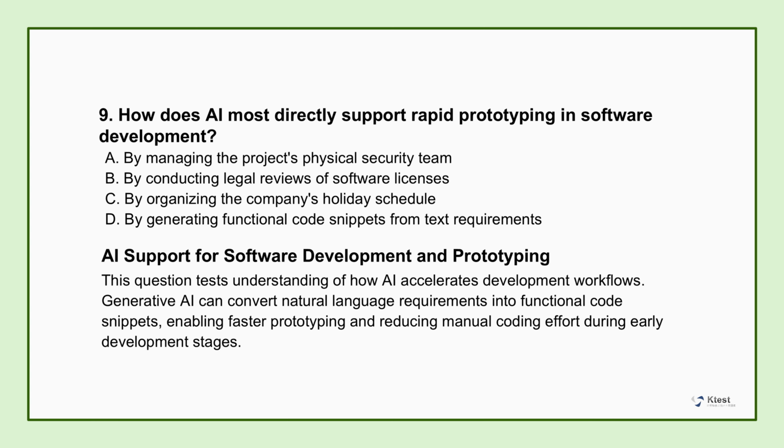All right, finally, question 9. How does AI support rapid prototyping in software development? The productivity boost. The options are A, managing the security team. B, conducting legal reviews. C, organizing the holiday schedule. Or D, generating functional code snippets from text requirements.